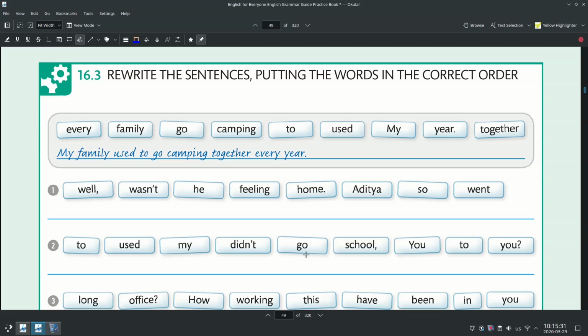So, my family used to go camping together every year. Number 1. Aditya, so, well, wasn't he feeling so went? Aditya takes the first place. Wasn't feeling well, so he went home.